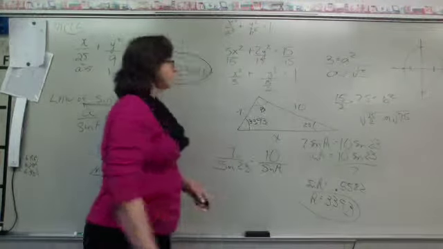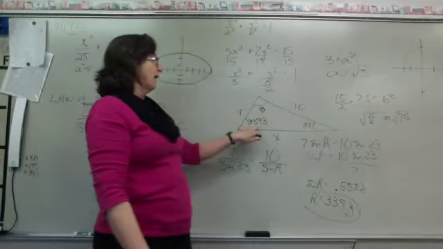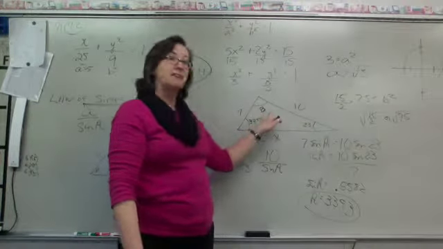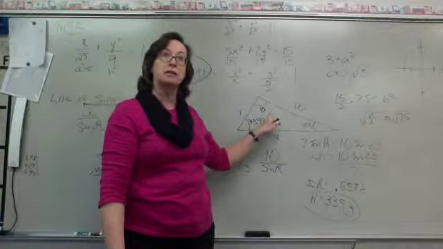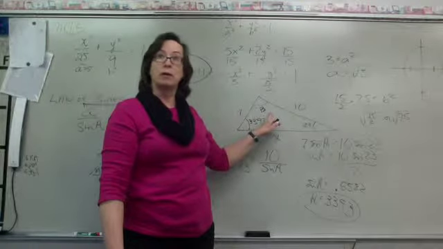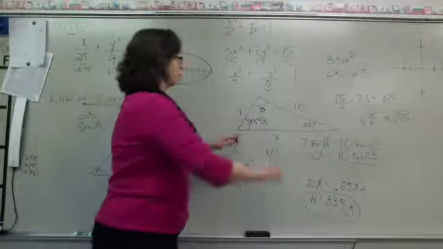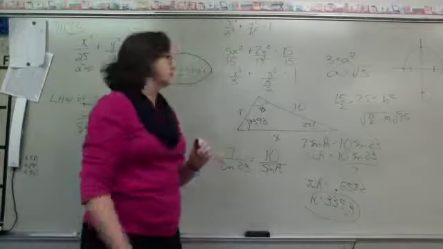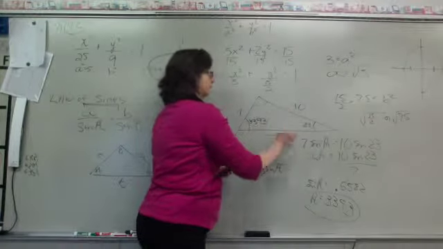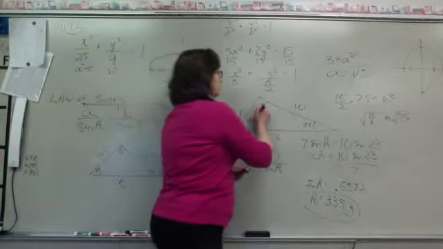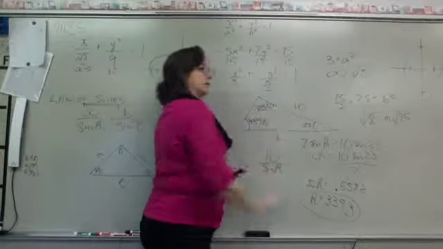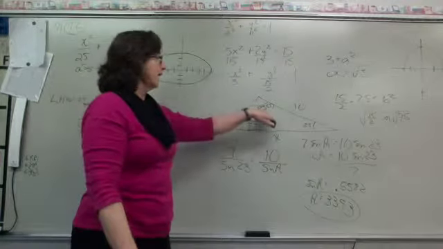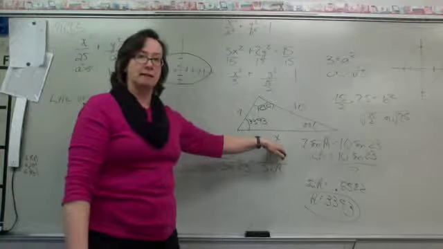33.93. Okay, so now that I have this angle and I have this angle, can I figure out what that angle is just by subtraction? Yep. What's my rule? The 180 rule, right? So I'm going to take 180 minus the sum of the other two. So what is this other angle? 123.07. Okay, so now that I have that angle, can I find this side?